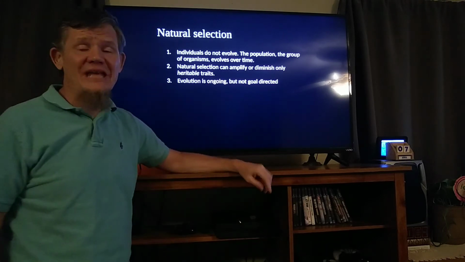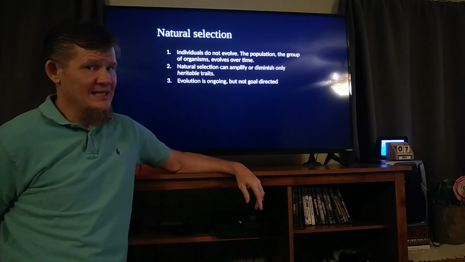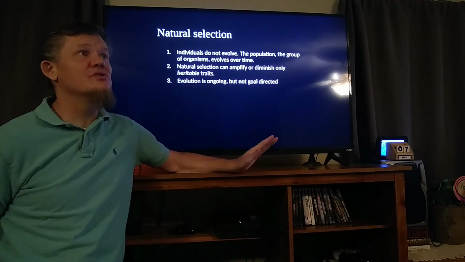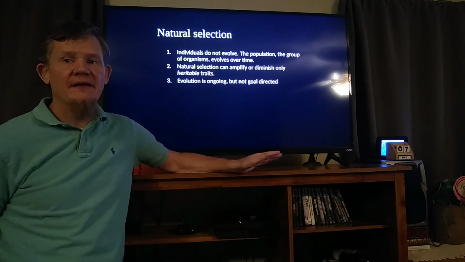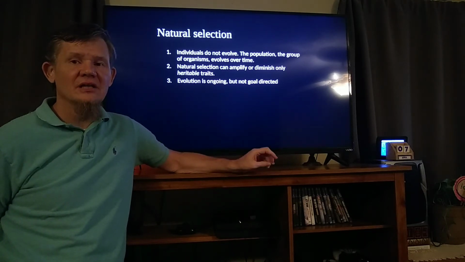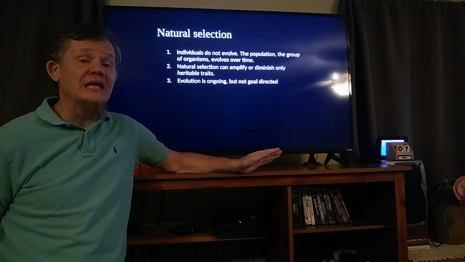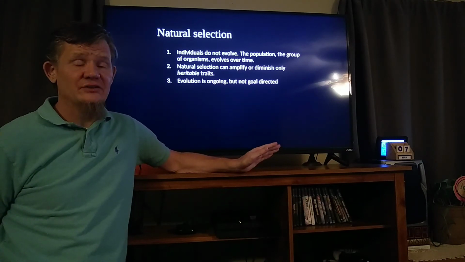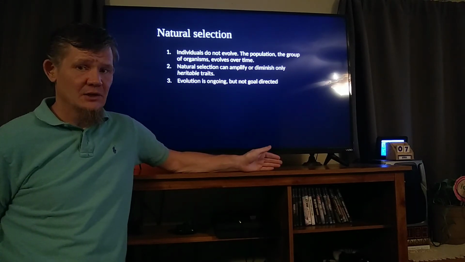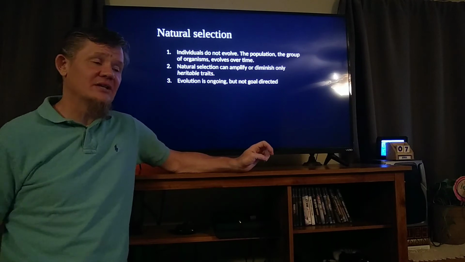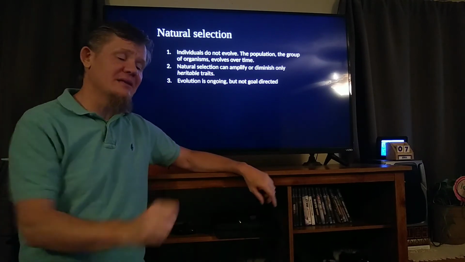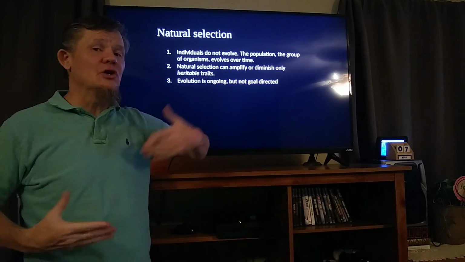Natural selection can only amplify or diminish traits. It does not create them. So important to understand, natural selection is not a creative process. Natural selection is an editing process. Natural selection can only cut out things that don't fit. It doesn't make new things.